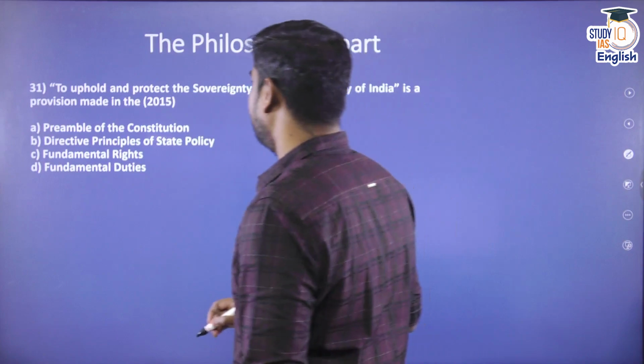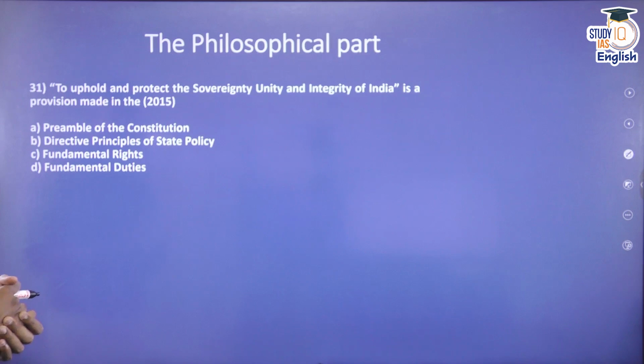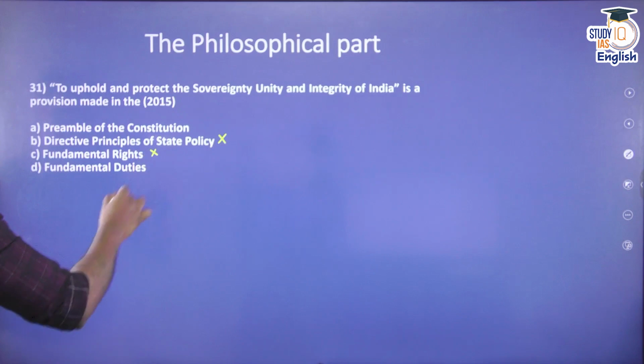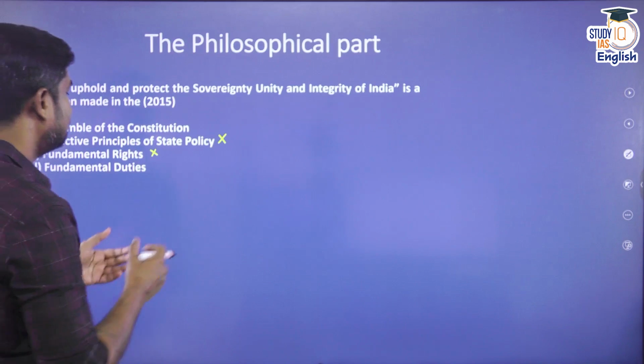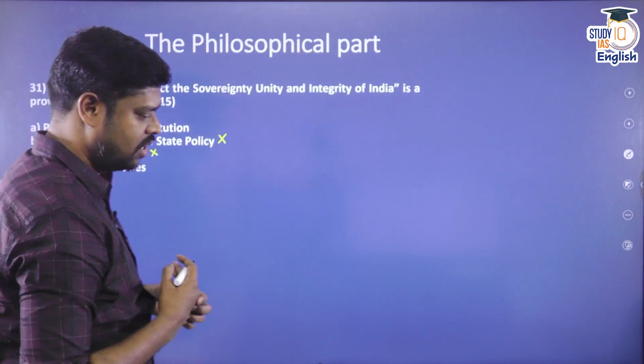To uphold and protect the sovereignty and the integrity of India is a provision made in what? To uphold and protect the sovereignty and integrity of India is in the provision of what? So, this you will have to understand. Where is this particular thing mentioned? Definitely it is not there in the directive principles of state policy. Fundamental rights, nothing is there. If you look into the preamble, the preamble talks about the word sovereignty, and it also talks about the unity and integrity of this country, but this is not the exact expression given in the preamble. So, the right answer for this is the fundamental duties.